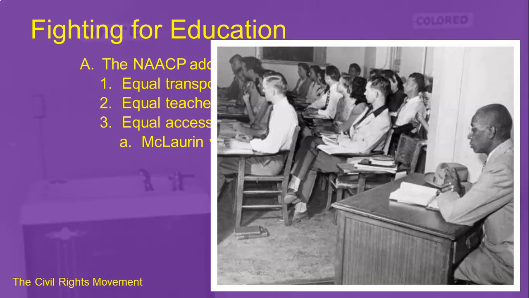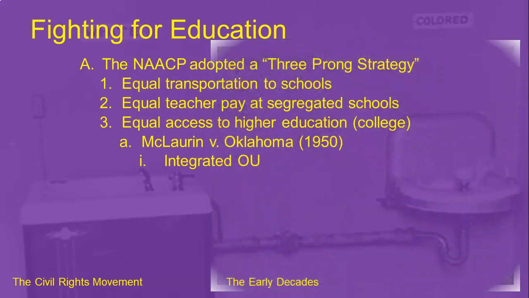Well, he sued again, saying that this treatment in itself was unequal, and that's the case we talk about here, McLaurin versus Oklahoma, where the Supreme Court ruled that such differential treatment was a violation of his rights under the 14th Amendment. And so this court case forced the University of Oklahoma to integrate.